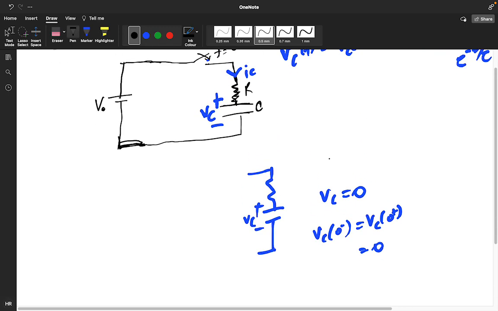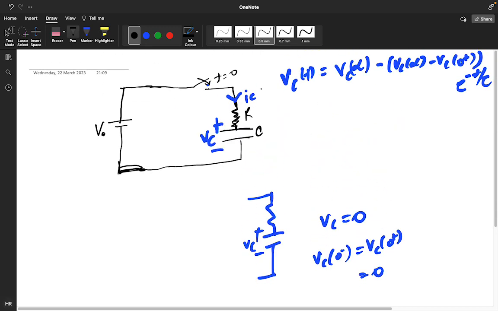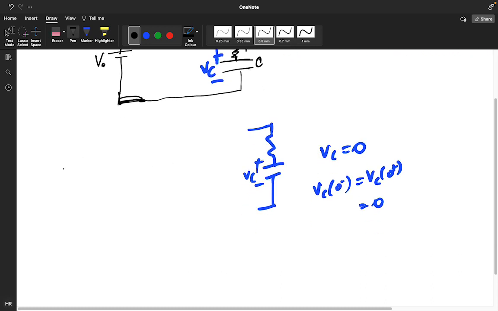Okay, now when we connect this switch from position 1 to position 2, how will the circuit look? The circuit will look like this. It's connected. This is C, this is plus minus V0, and this is my R.